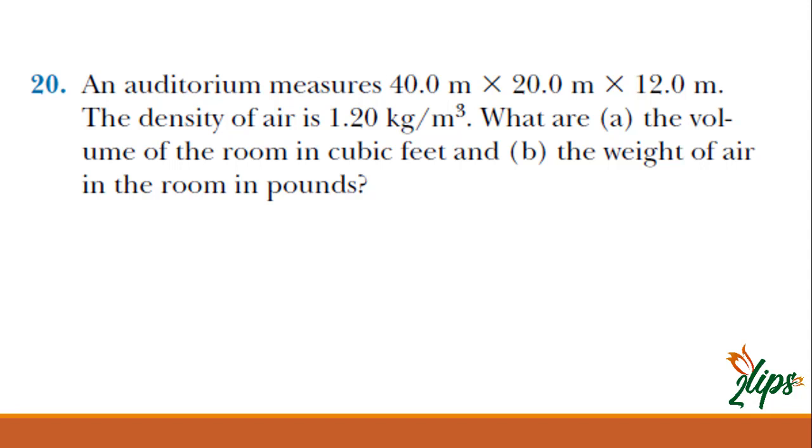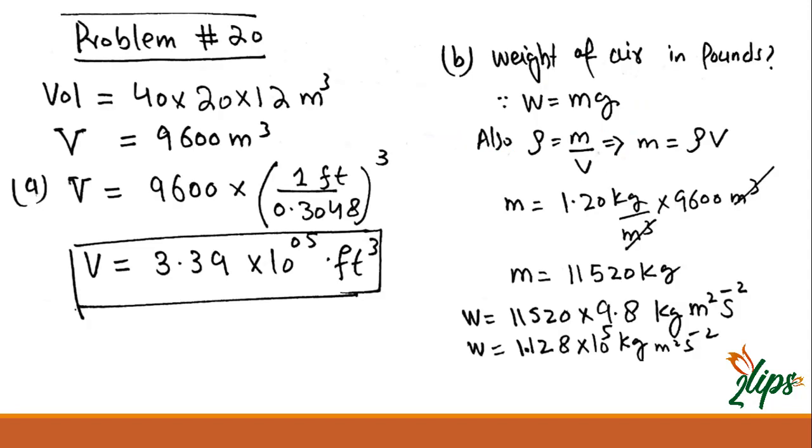Problem number 20. An auditorium measures 40 by 20 by 12. These are the measurements of a hall, and the density of air is given. We are asked to find the volume of the room in cubic feet and the weight of air in the room in pounds. You can see here how to find the volume. Volume is equal to length times width times height.